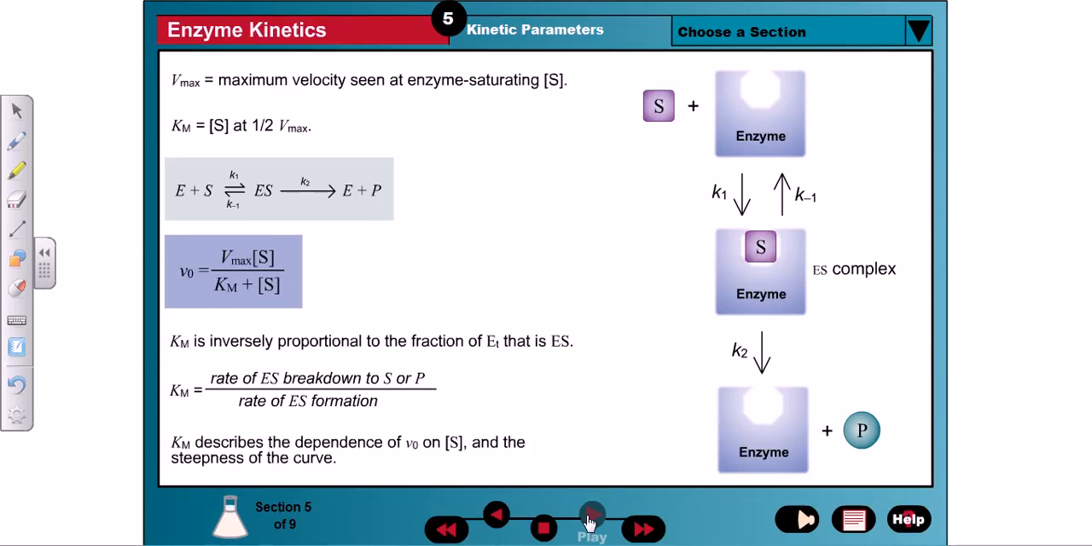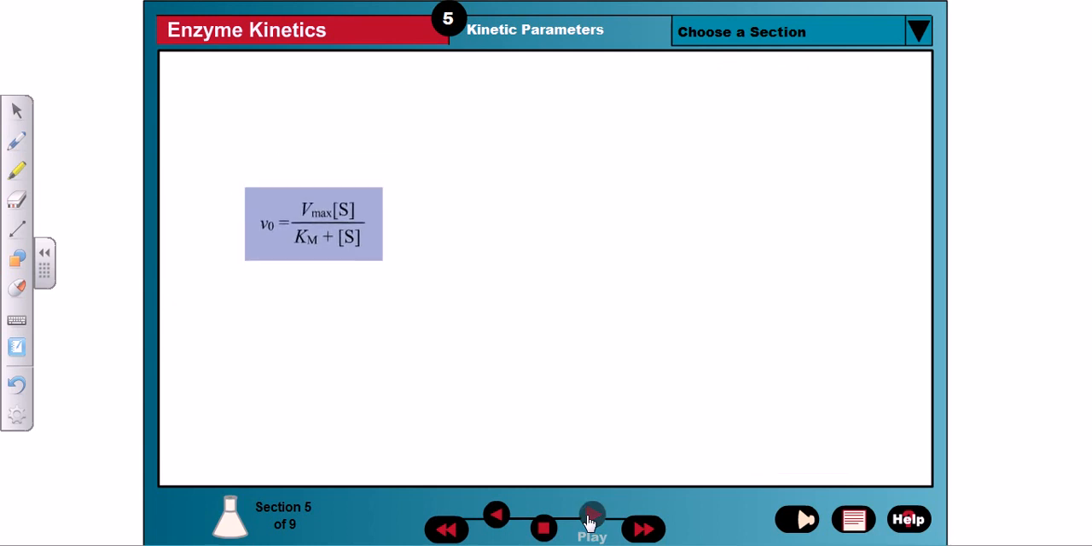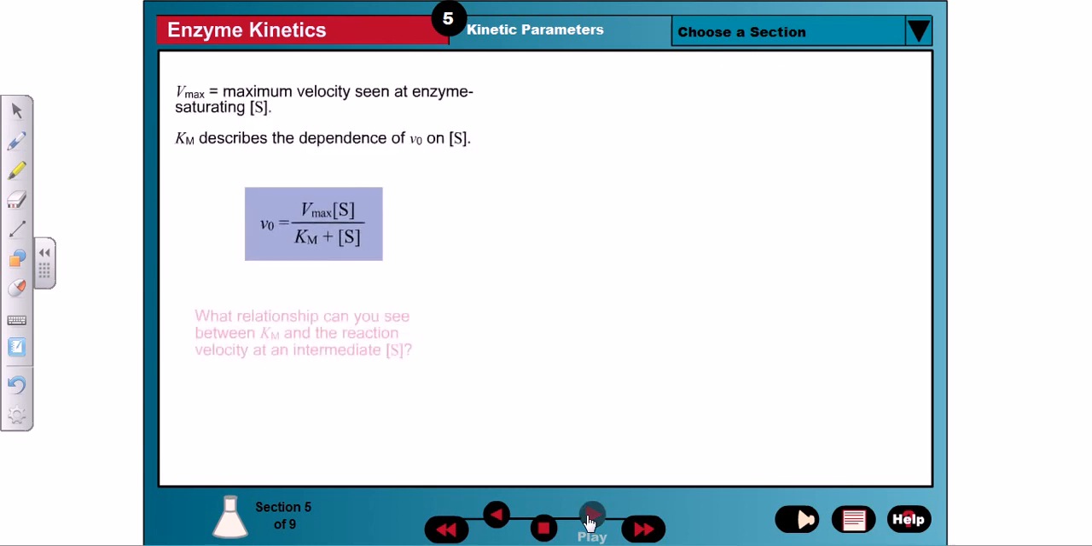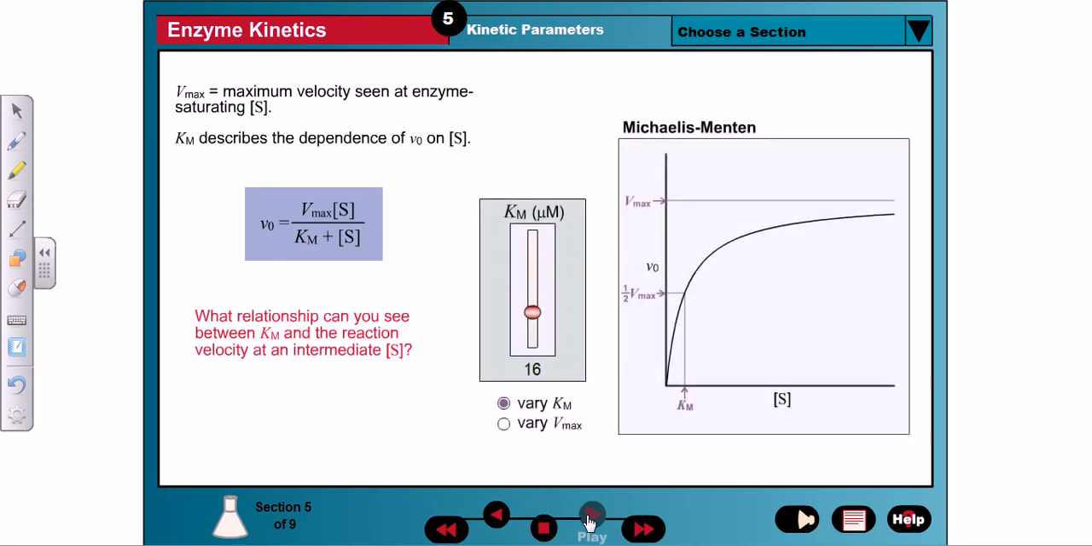The most useful definition for Km is that it is a constant that describes the dependence of V0 on S and dictates the steepness of the shape of the Michaelis-Menten curve. Experiment with the sliders to change Vmax and Km. Note how the shape of the line changes with Km.